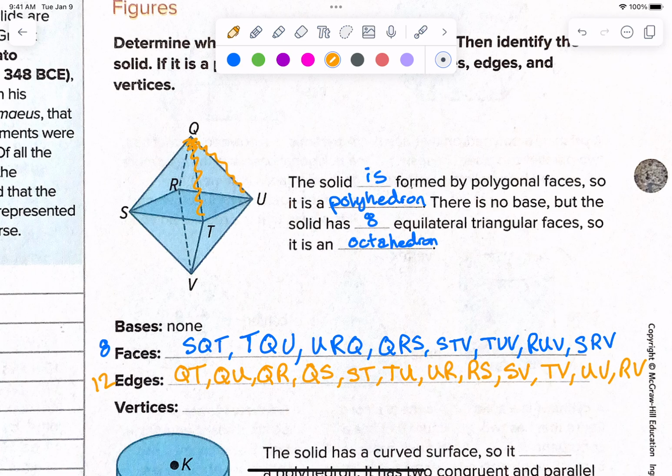Okay? All right, vertices. How many vertices are there total? Q, S, T, U, R. 4, 5, 6. We just list them. Q and U and T and R and S and V. However you want to label them, in whatever order. Okay? There are 6 of those. What a dang mess.